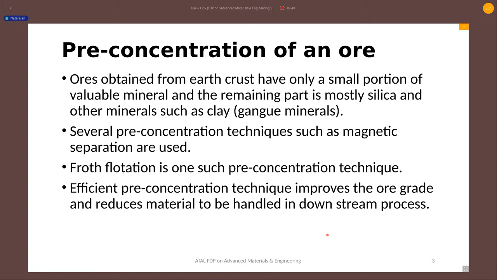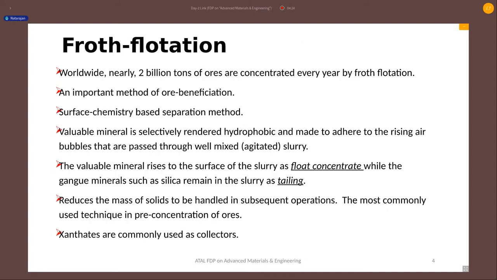Why pre-concentration is important is, for example, if an ore is only 2% sphalerite, or if it is a uranium ore with only 1% uranium oxide, then it needs concentration into at least 10% to 20% uranium oxide, so that in the subsequent downstream process, we'll be using a lesser amount of chemicals and the reactor vessels will be reduced. So pre-concentration is very, very important in mineral processing, and it is immediately after comminution, that is after grinding the ore, that pre-concentration is normally carried out.